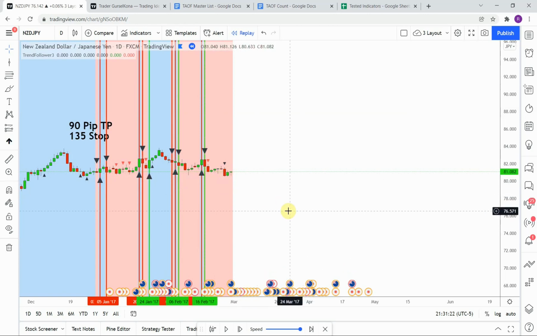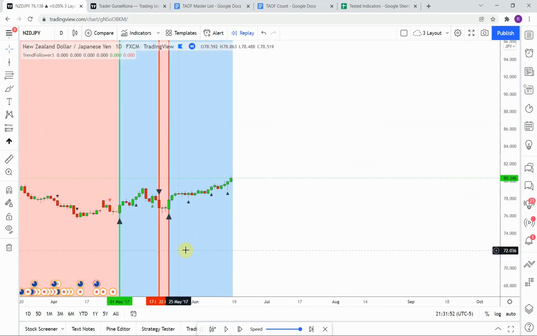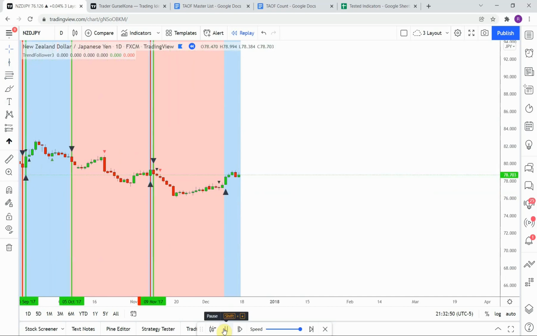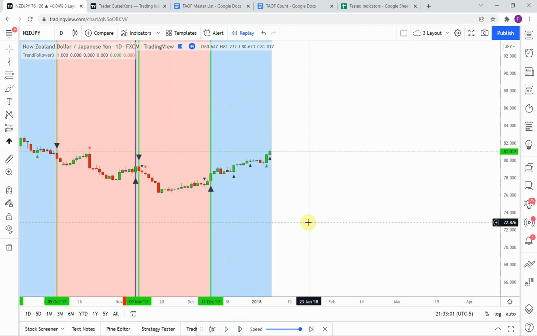So what I'm going to do here is go ahead and fast forward the testing. That way things don't get too long. And we'll pick this up when we're at the end of the year. All right, so that puts us at the end of the year right there.